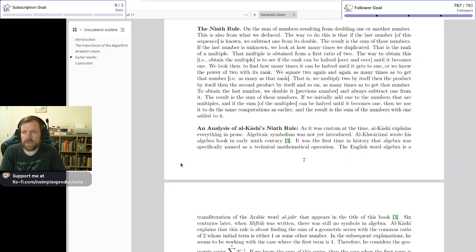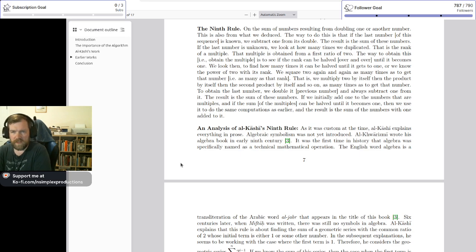On the sum of numbers resulting from doubling one or another number. This is also from what we would deduce. The way to do this is that if the last number of this sequence is known, we subtract 1 from its double. The result is the sum of those numbers. If the last number is unknown, we look at how many times we duplicated. That is the rank of a multiple. That multiple is obtained from a first ratio of 2. The way to obtain the multiple is to see if the rank can be halved over and over until it becomes 1. We then look to see how many times it is halved until we get 1, or we know the power of 2 with its rank.